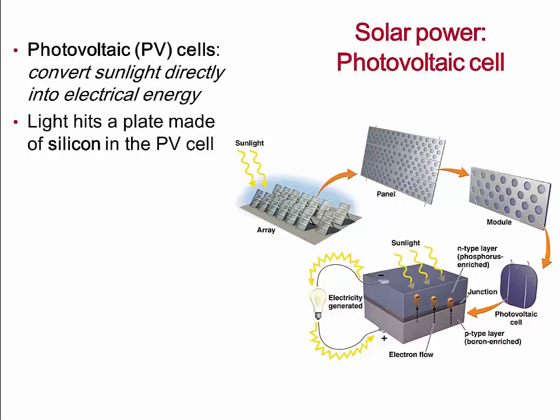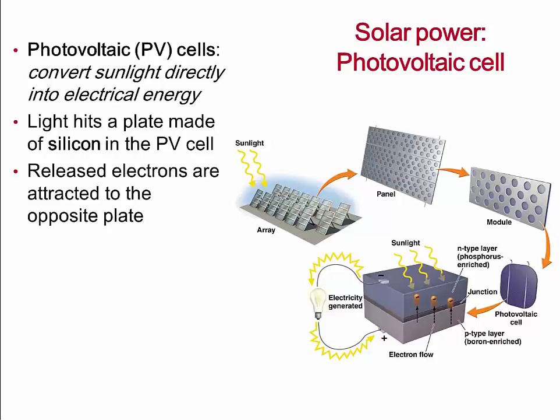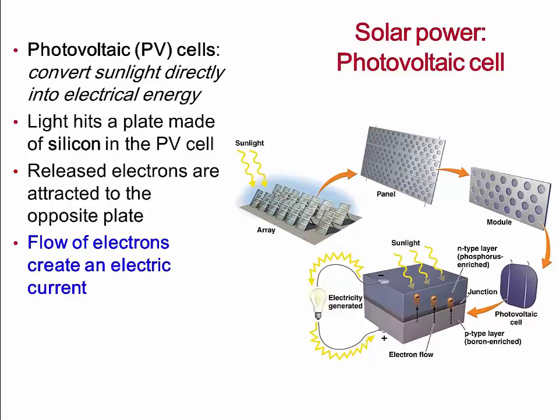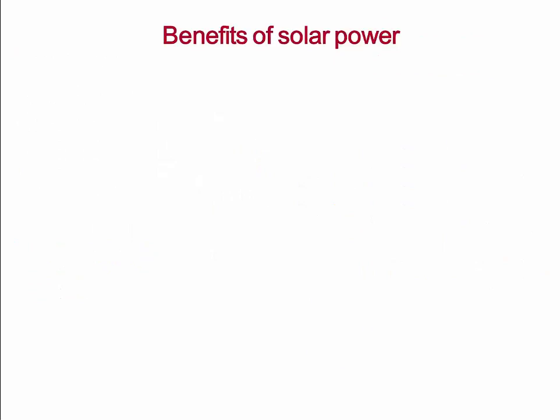When sunlight hits the silicon, it releases an electron. When electrons are released, they are attracted to the opposite plate. So there are oppositely charged plates, a negative and a positive. The electrons are attracted to the opposite plate. And when these electrons flow to the opposite plate, electric current is generated. That's basically how an electric current generates, by flowing of electrons.